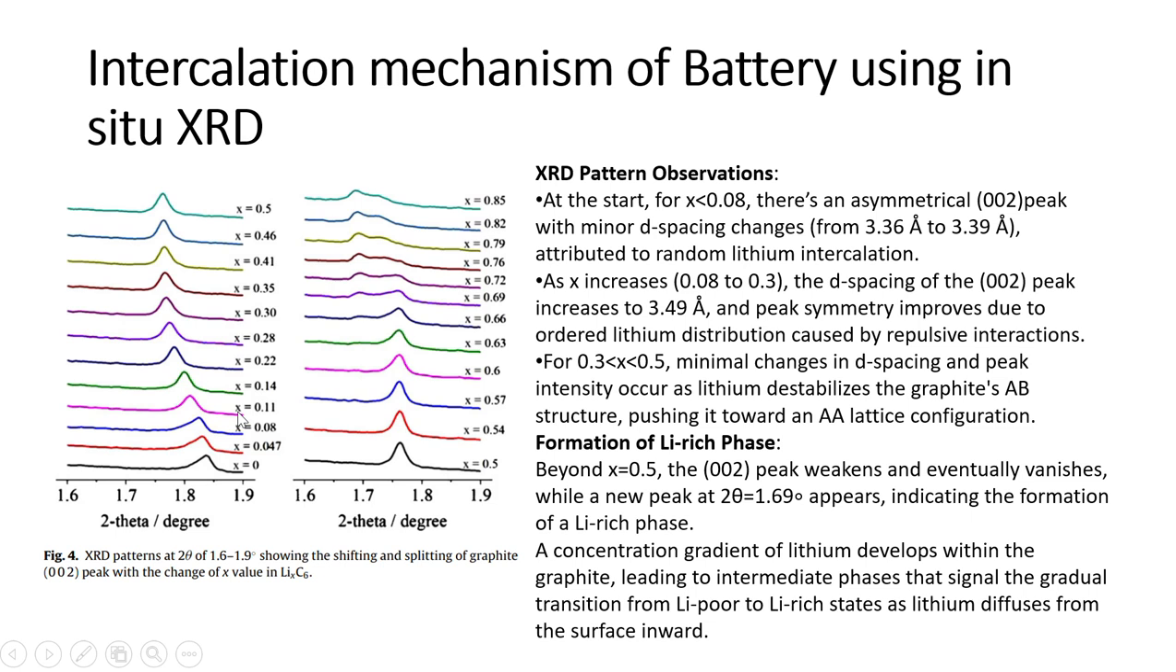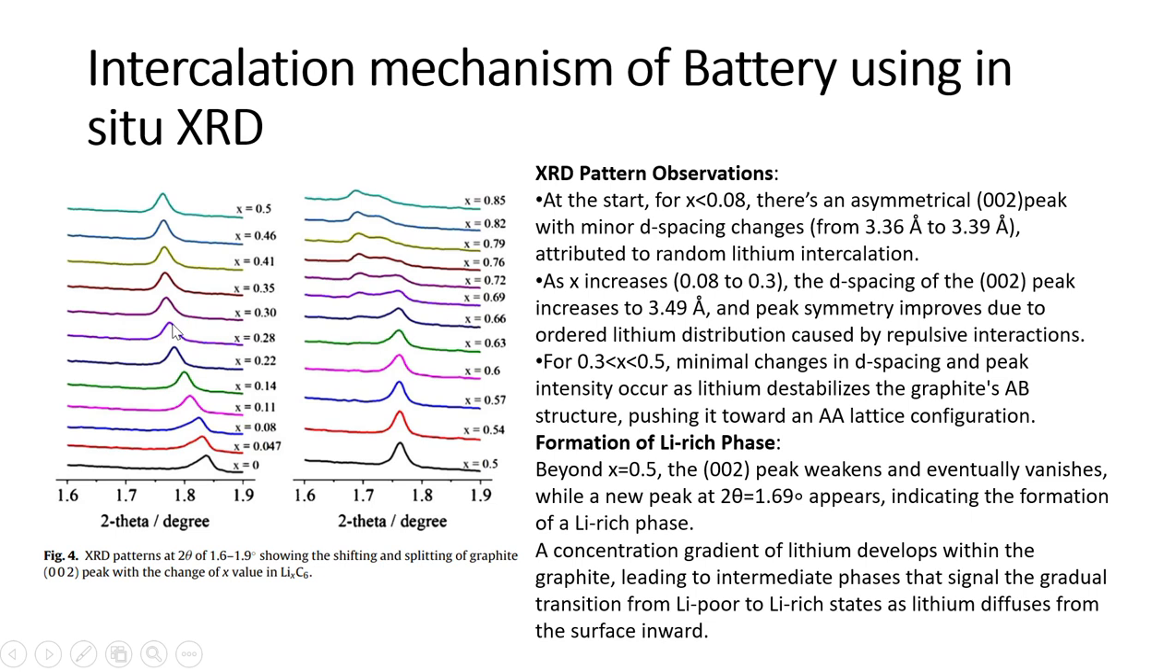As x increases from 0.08 to 0.3, the spacing of the 002 peak increases to 3.49 angstrom, and the peak symmetry improves due to ordered lithium distribution caused by repulsive interactions. From 0.3 to 0.5, minimal changes in spacing and peak intensities occur as lithium destabilizes the graphite's layered structure, pushing it toward an AA lattice configuration. So now comes the formation of the lithium-rich phase.